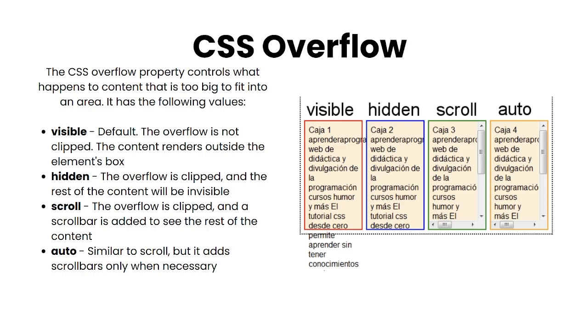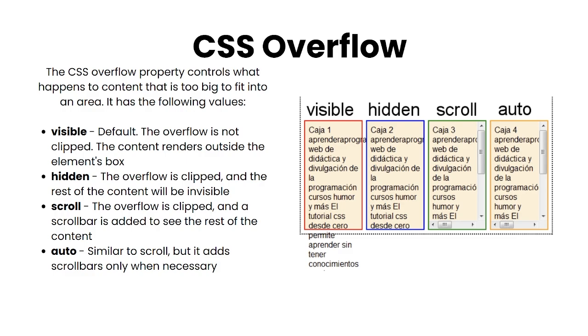Let's dive right in. We're going to be looking at CSS Overflow. The Overflow property controls what happens to content that is too big to fit into an area. It has 4 values. Visible, the default value, which means the overflow is not clipped. The content renders outside the element's box within a div.